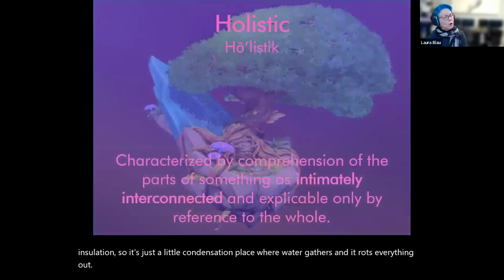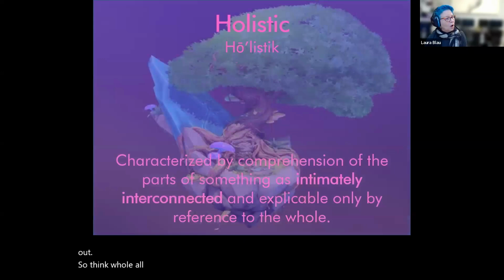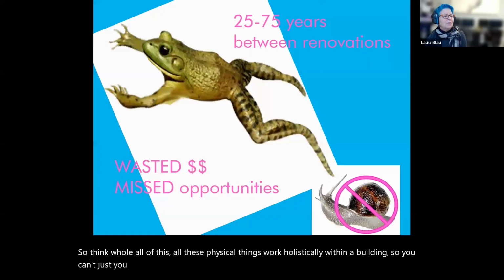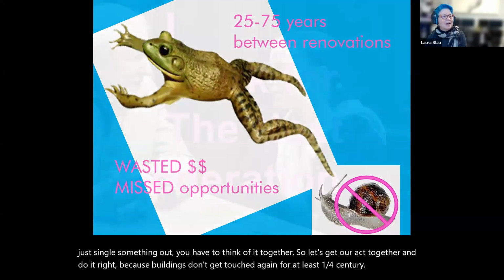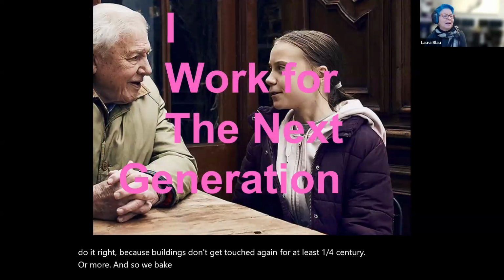So think, all of these physical things work holistically within a building. So you can't just single something out. You have to think of it together. So let's get our act together and do it right, because buildings don't get touched again for at least a quarter century or more. And so we bake these things in. It's just my way I end my slides. That's it. That's my little building science moment.